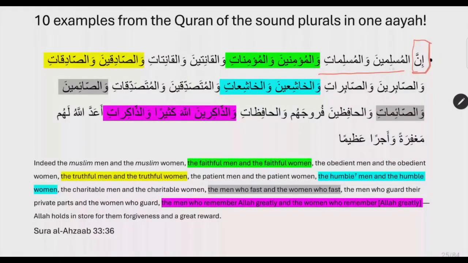So this is the una, ina, the sound masculine plural, right? In the accusative case. This is the sound feminine plural in the accusative case. Right? So can you see the ina here and the ati? Because of the al there, it's one kasra here. Likewise, here there's the al, there's muslimina. Right? So in all of them, here's your sound masculine plural, sound feminine plural. Right? So the ina, the ati.